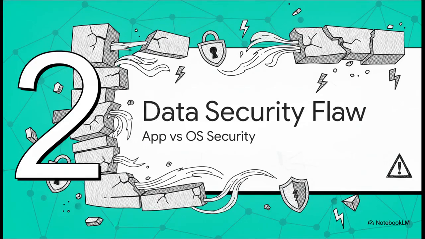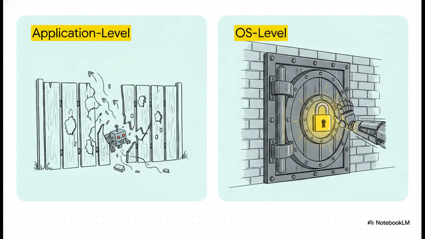Which brings us to Section 2. The data security flaw. What we're really looking at here are two totally different security paradigms. Openclaw relies entirely on application-level security. That's where the boundaries are enforced merely by the code itself. But think about it. If that code has a tiny bug, or if an LLM is tricked by a clever prompt injection, those boundaries just evaporate.